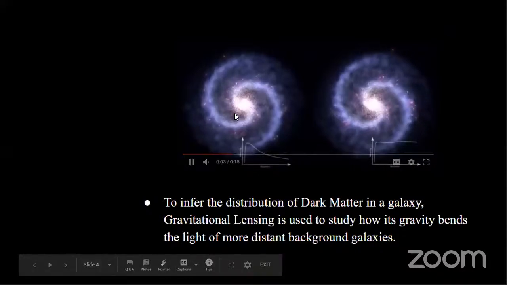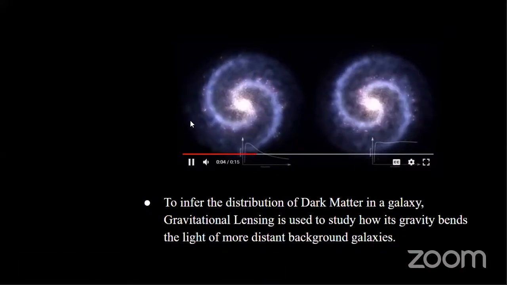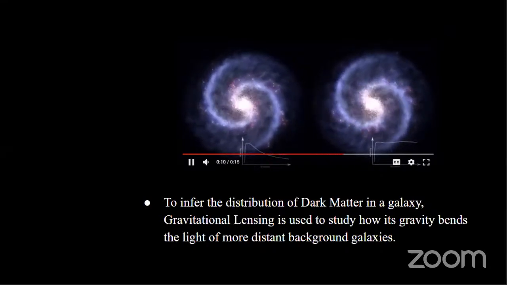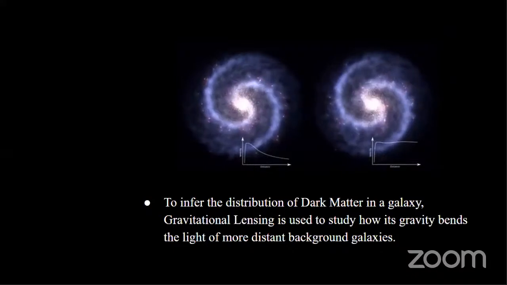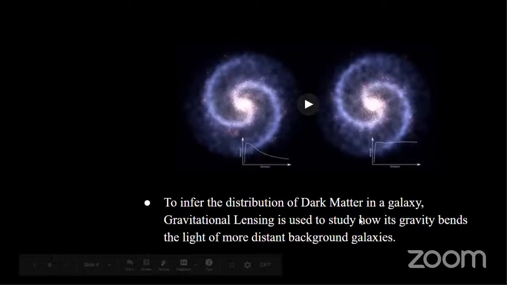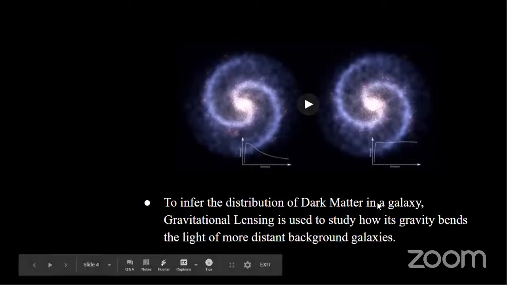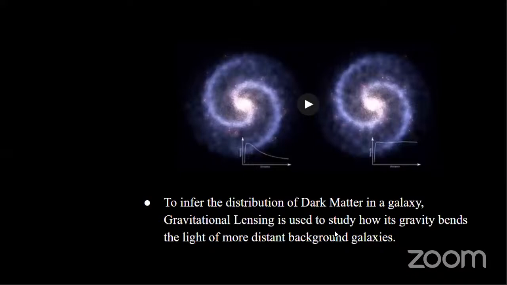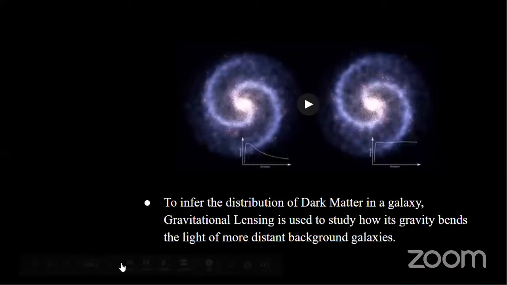Many theories have been proposed, and the best we come up with is that there is matter which is almost 10 times the observable stellar mass, around and within the galaxy. And to infer the distribution of dark matter in a galaxy, gravitational lensing is used to study how its gravity bends the light of more distant background galaxies.